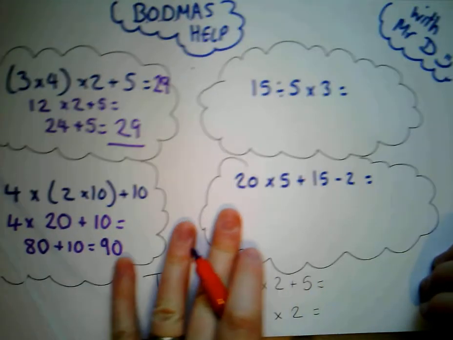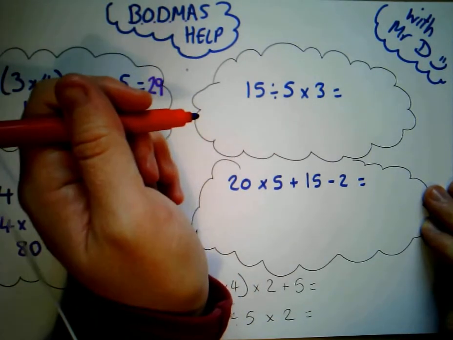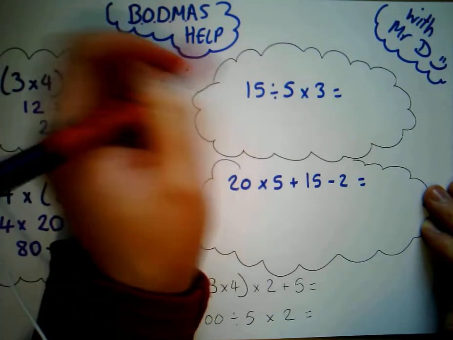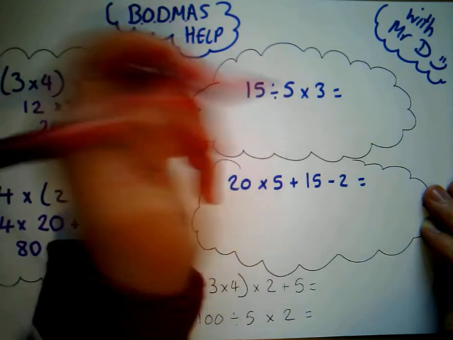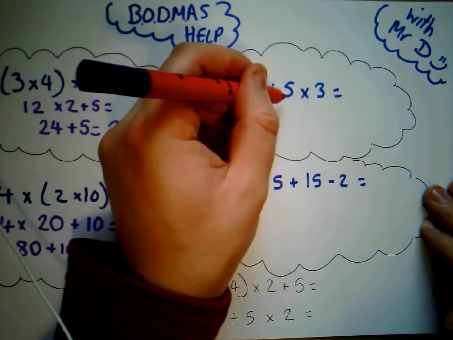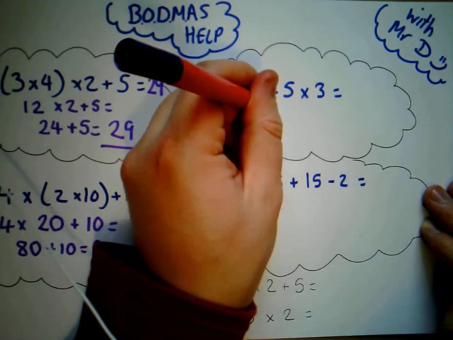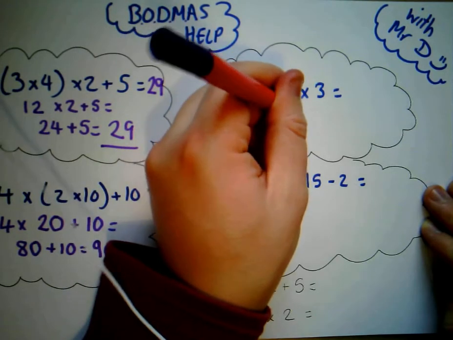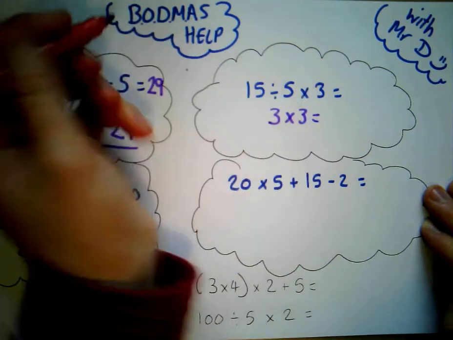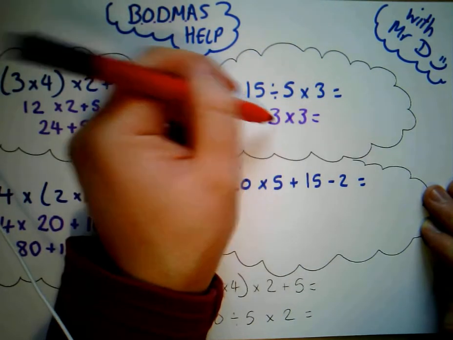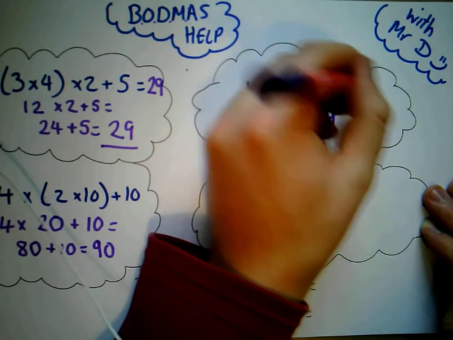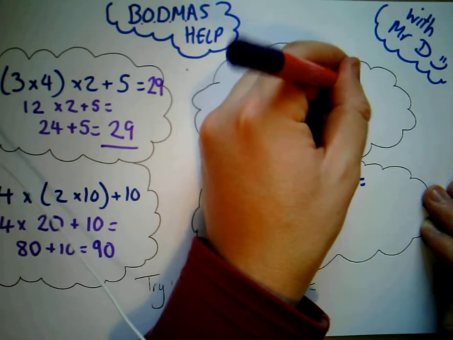Let's have a little look at these ones over here, okay? Now this time there's no brackets, but we still must remember the order of BODMAS. So there's no brackets, there's no powers of, but there is a division question, okay? So we're going to deal with the division first. So 15 divided by 5, well 5 goes into 15 3 times, 3 times by 3, and then we've got a simple number sentence to answer because all I've got left now is a multiplication. 3 times 3 is 9, and my answer goes back at the top.